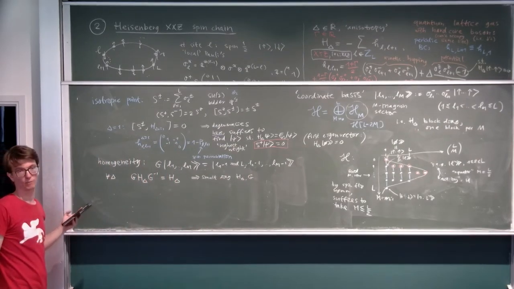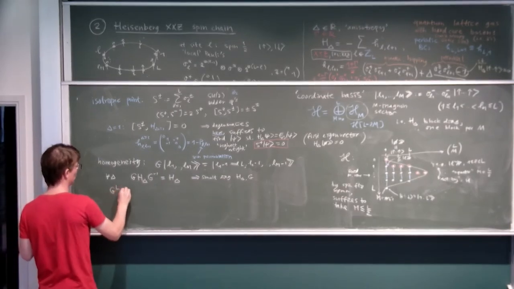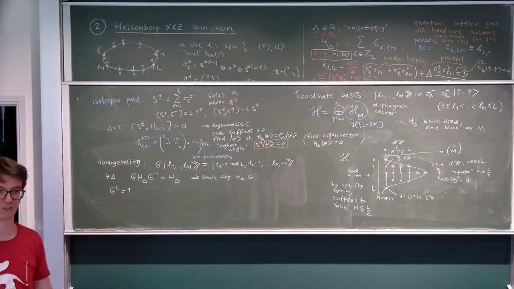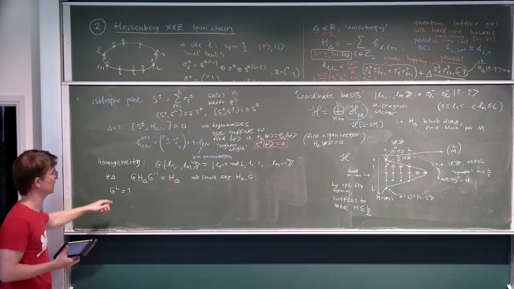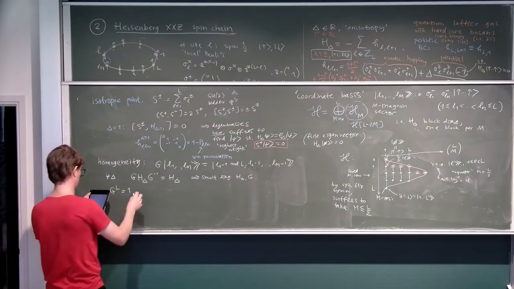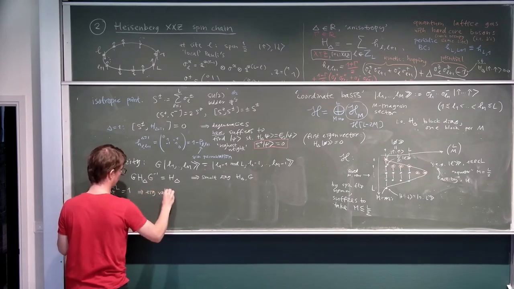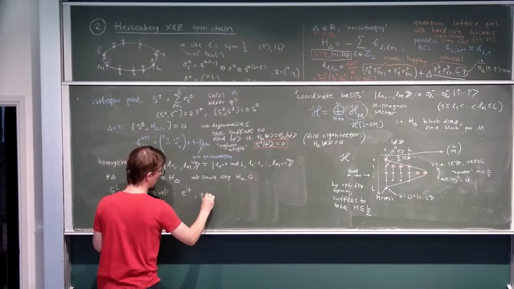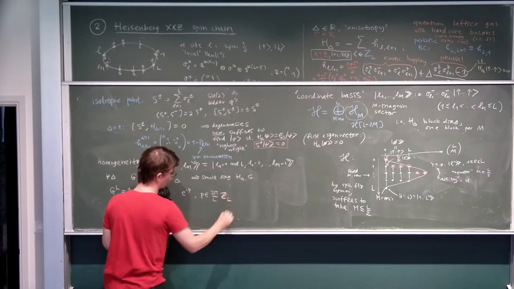Now, finding the eigenvalues of G is not so hard, because what you notice, of course, is that G to the L is just one. If I shift everybody all the way around the chain, nothing has happened. But this completely constrains what the eigenvalues are going to be. So what this tells us is that the eigenvalues are of the form e to the i p, where p must be 2 pi over the length times some integer, which is defined only modulo L.